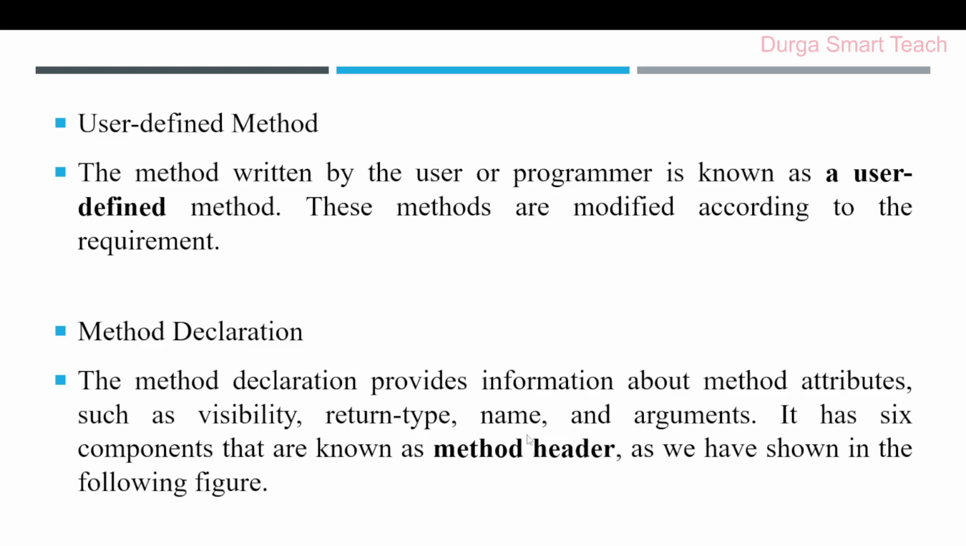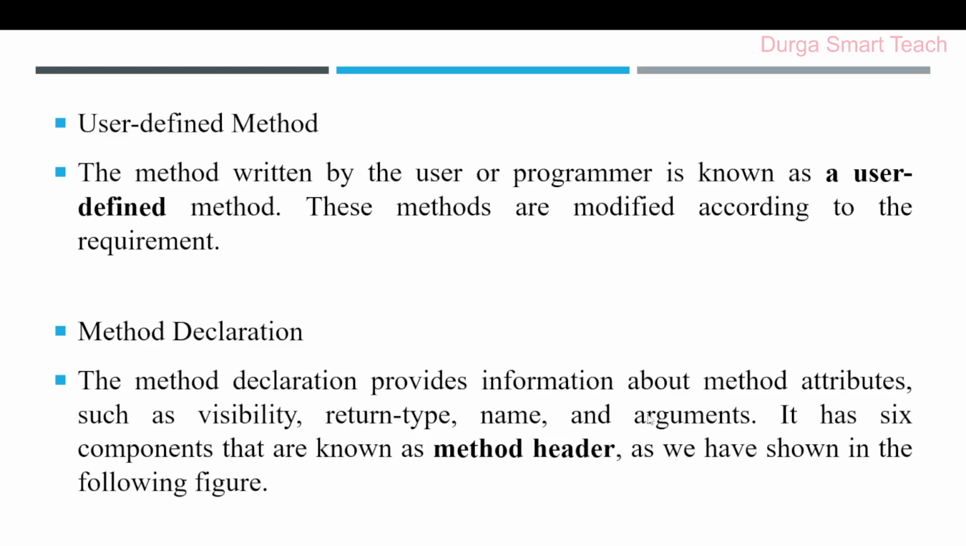The method declaration provides information about method attributes. Attributes are nothing but properties, such as visibility, that is, who can access the method, whether it is public, private, protected or default. We call it the access specifier. Then the return type, whether it is integer, float, string and so on. Next, the number of arguments. Arguments are nothing but inputs.